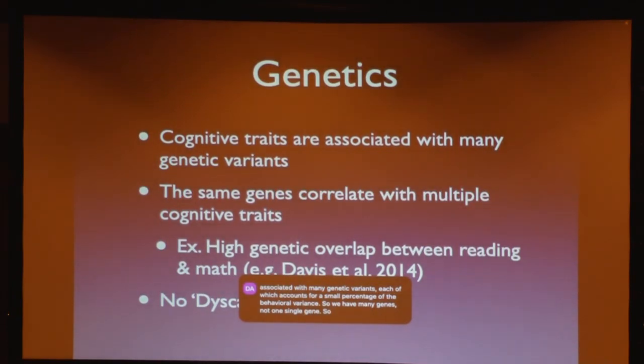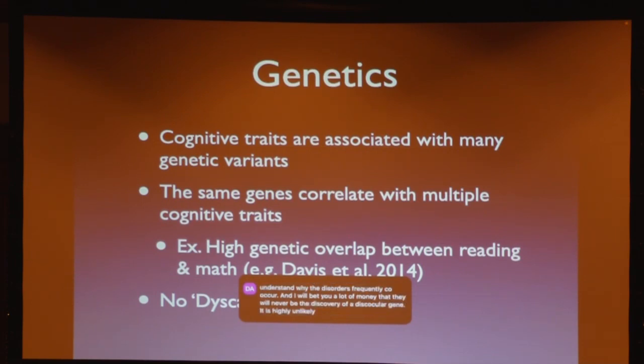So to summarize, from genetics, cognitive traits are associated with many genetic variants. The same genes correlate with multiple cognitive traits. So you have what's called a high genetic overlap between reading and math, which might help us to understand why these disorders frequently co-occur. And I will bet you a lot of money that there will never be the discovery of a dyscalculia gene. It is highly unlikely.